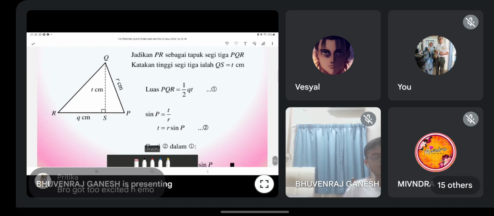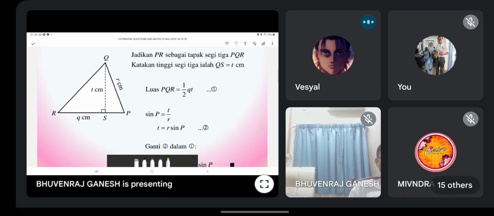Can you scroll down a bit more? Thank you. So we'll be doing the same concept lah. This is a bit easier than last time. So sine P is equals to opposite, which is T, over hypotenuse, which is R. So your T equals to R sine P. And yeah, your area PQR, if you use the standard formula 1 over 2 base times height, is actually 1 over 2 Q, which is the RP length, times your height lah, H or T. So you just sub in inside and you'll get 1 over 2 QR sine P. This is by far the easiest formula, I feel like.